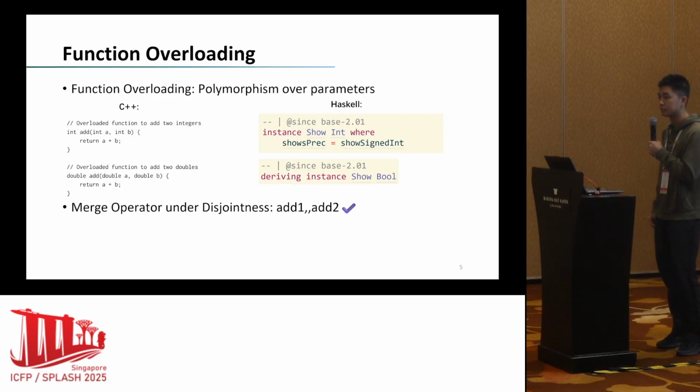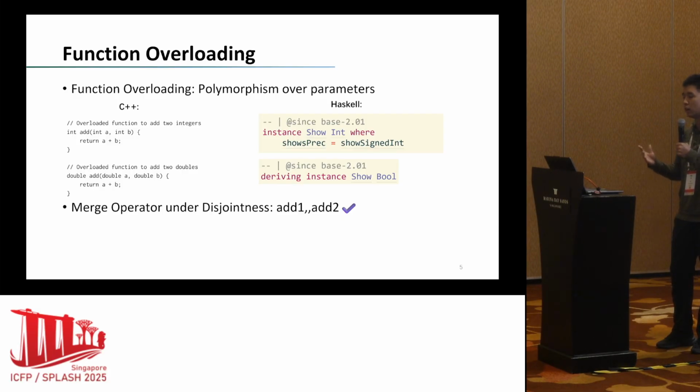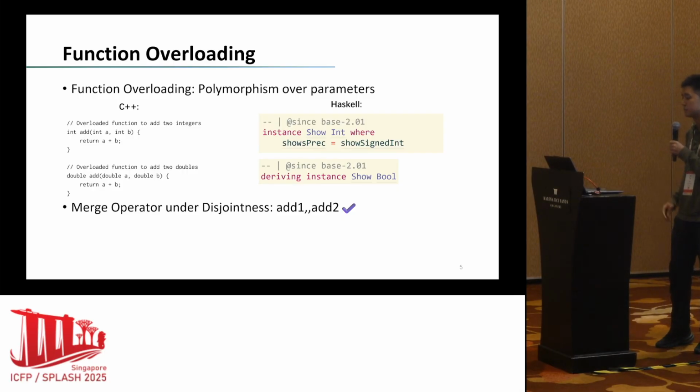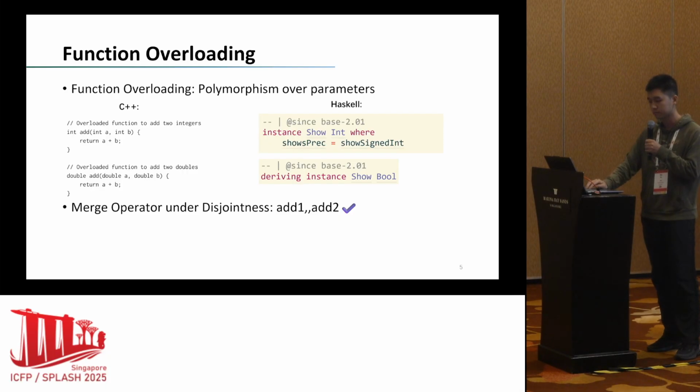What interests us is that this idea of function overloading is very similar to what we have in the merge operator. The idea of enjoying many different implementations for one function simultaneously is the idea we are pursuing with the merge operator. So if we are going to implement the function overloading example in our intersection type calculus, all we need to do is merge different implementations together, such as on the left-hand side, the C++ example. If we want to implement this, all we need to do is merge the two different implementations of add together.